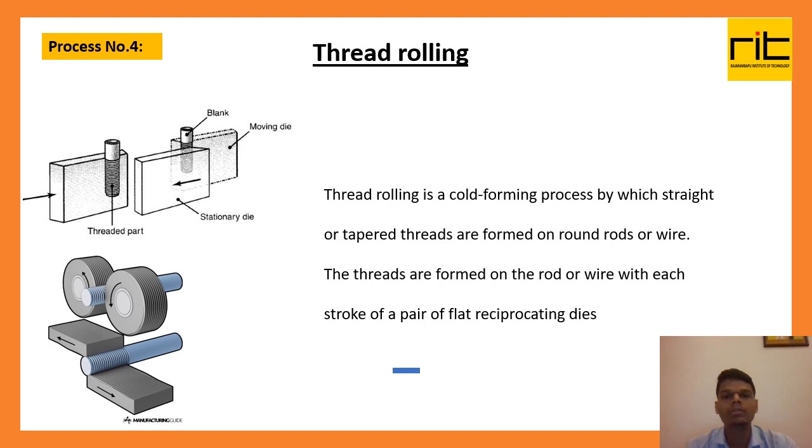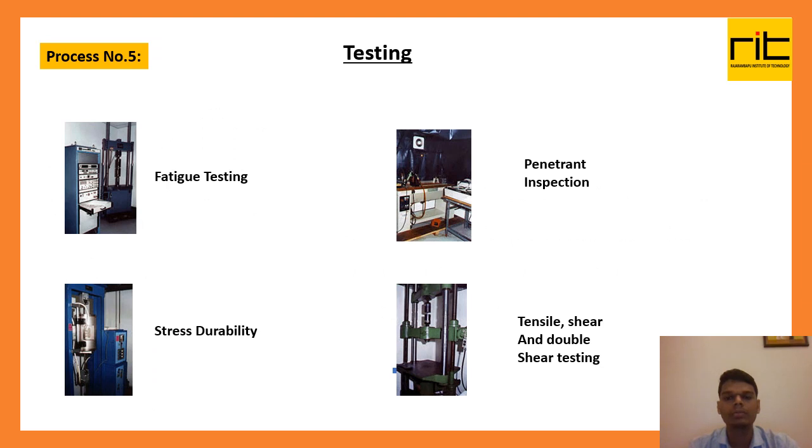Process number 4, thread rolling. Thread rolling is a cold forming process by which straight or tapered threads are formed on round rods or wire. The threads are formed on the rod or wire with each stroke of a pair of flat reciprocating dies. After thread rolling, the testing process is carried out. In this process, many tests are carried out like fatigue testing, penetrant inspection, stress durability, tensile, shear and double shear testing.